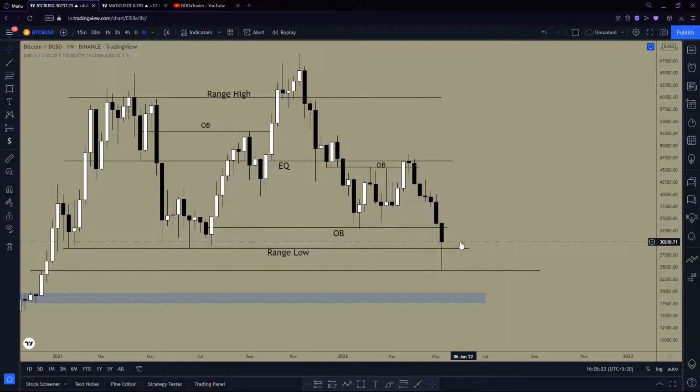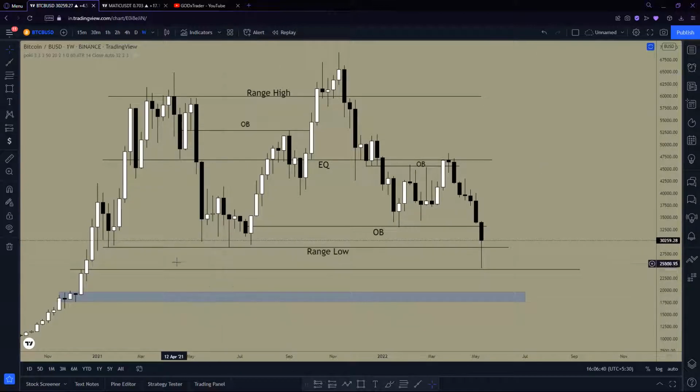In my previous video I talked about this order block, and that I would see whether it would hold or not. I think it won't hold. As you can see, it didn't hold. It took liquidity below this, even went below the range low as well. I couldn't make a market update video as I'm really lazy, but you can follow me on my Twitter. I post market updates there.